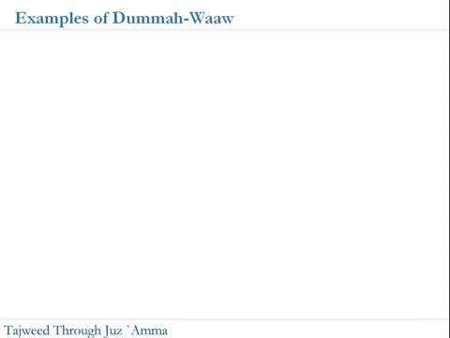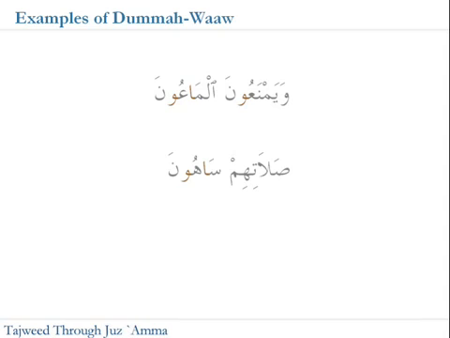The last one is the combination for dhamma waw. So here we have wa yamna'una. Al-ma'un. Another one, salatihim sahun. And last of all we have ta'lamun. So again, the length of the dhamma waw is 2 counts relative to the normal dhamma, and this will be checked again by your tajweed teacher.